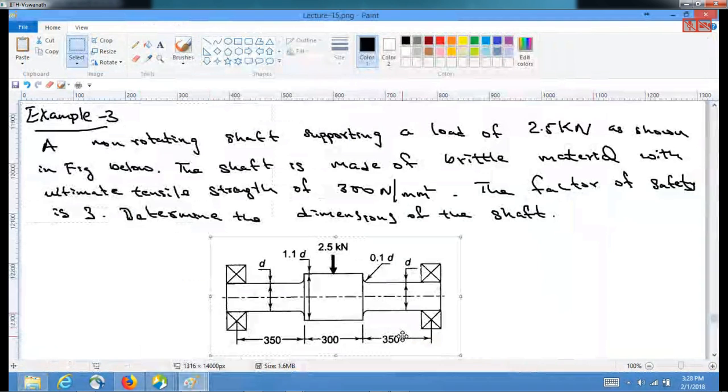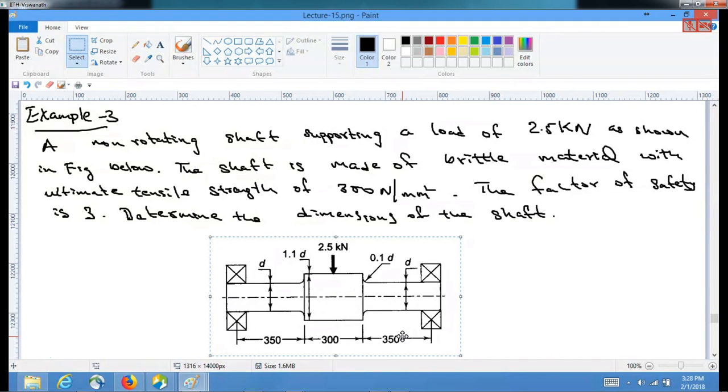So we have a symmetric shaft which is non-rotating. We can see that the shaft diameter changes from D to 1.1 D, and again abruptly changes back to another D with a 0.1 fillet radius. The shafts of D diameter on both sides are 350 long, and the shaft of 1.1 D is 300 in length.